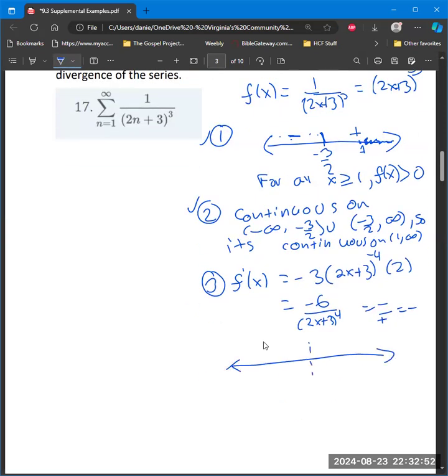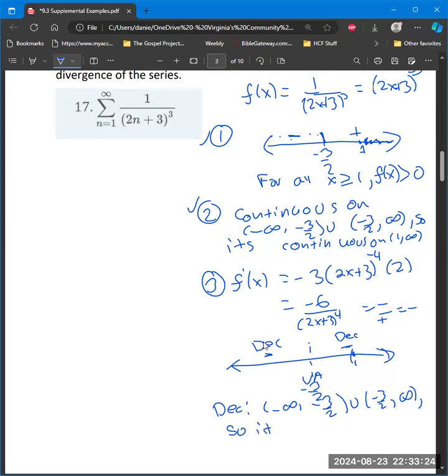I know it's undefined. There's a vertical asymptote at negative 3/2 here, but to the left, this is going to be negative and decreasing. To the right, this is going to be negative and decreasing. I'm interested in the interval from 1 to infinity here. So it's going to be decreasing on negative infinity to negative 3/2, union negative 3/2 to infinity.